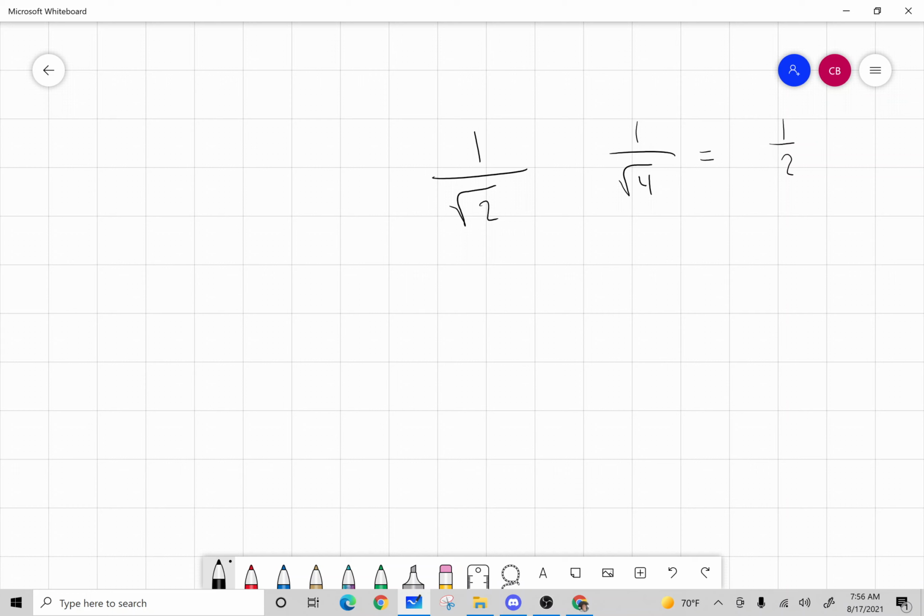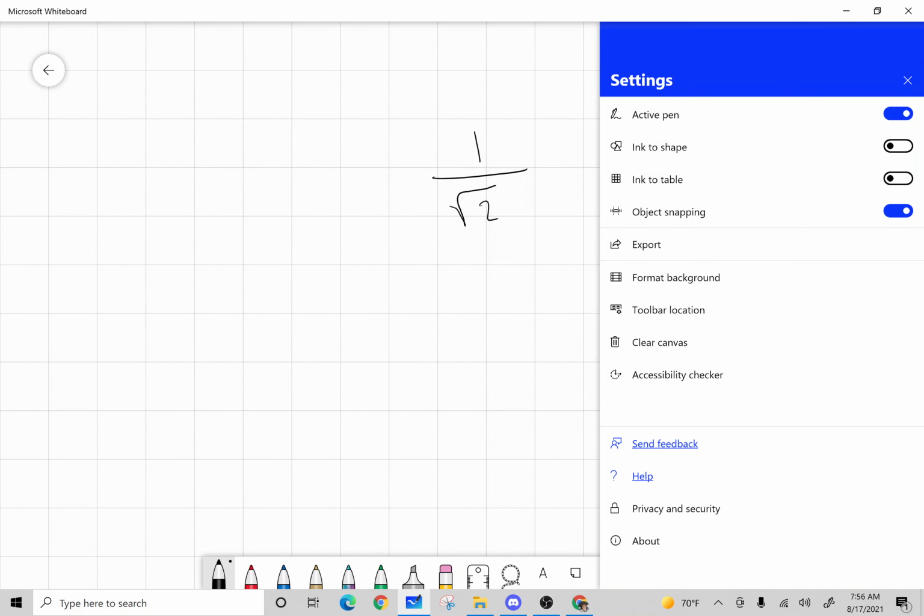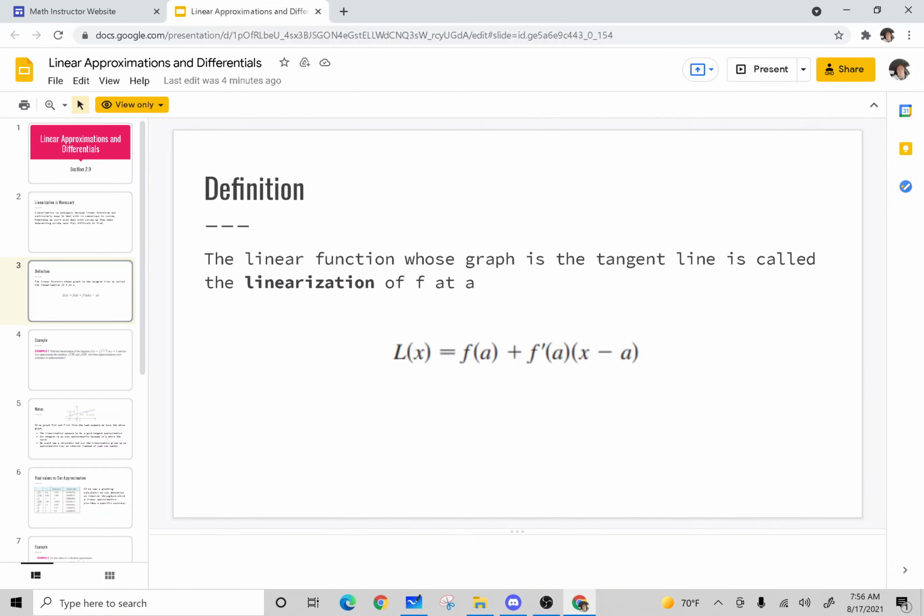But the square root of 2 is 1 point, some weird approximation. We could actually plug that in, but you're going to approximate that value. It's nice to just have an interval in which you know the value will be somewhere in there, and it's going to be closer than what you'd get by just approximating to 3 decimal points or something. So the linear function whose graph is the tangent line is called the linearization of f at a.